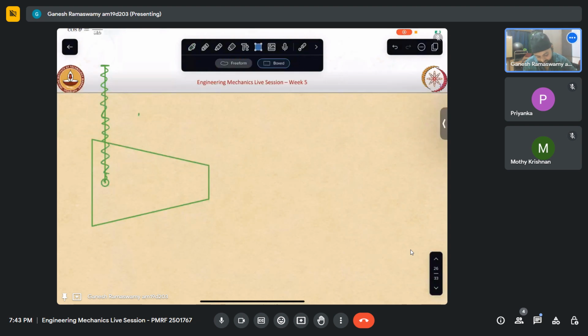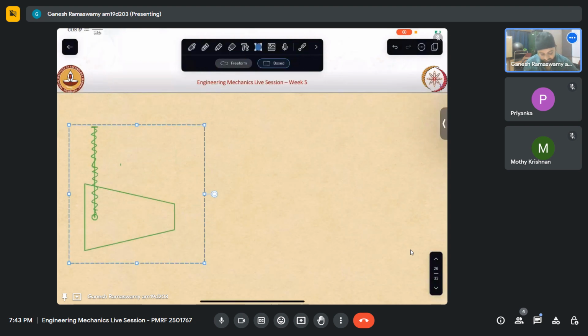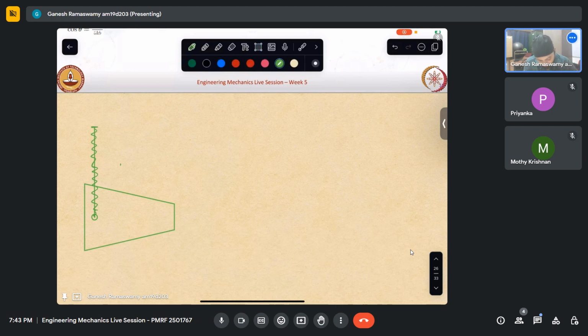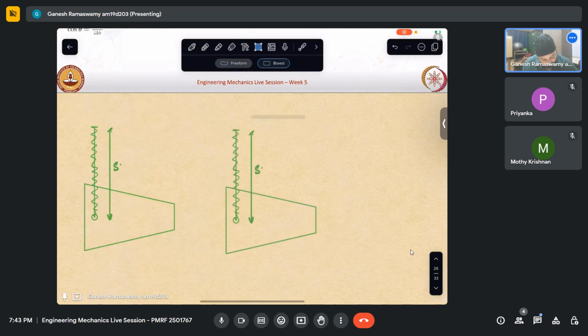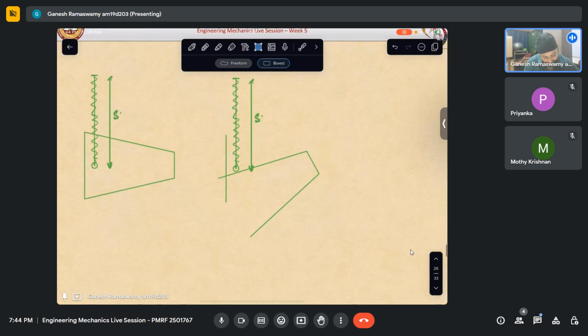This is why it becomes essential in the principle of virtual work to visualize how the original configuration is and how it moves about. So let me call this distance S. So S is the undeformed length. Okay, now what happened is this thing rotated. It rotated like that. So this came about like this.